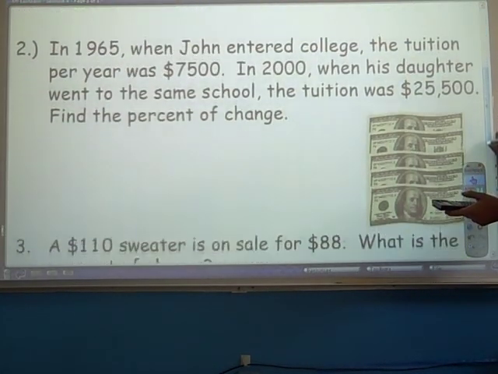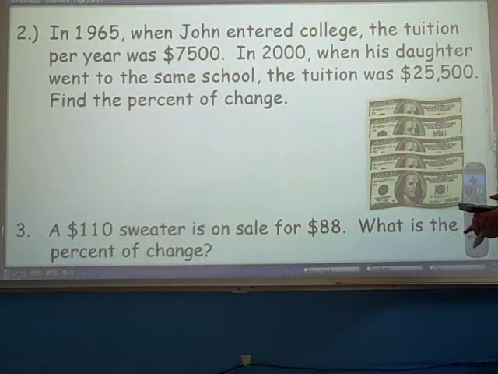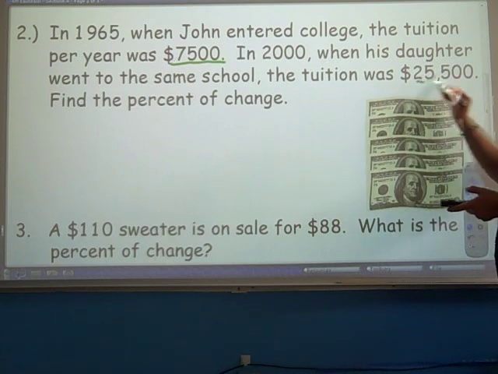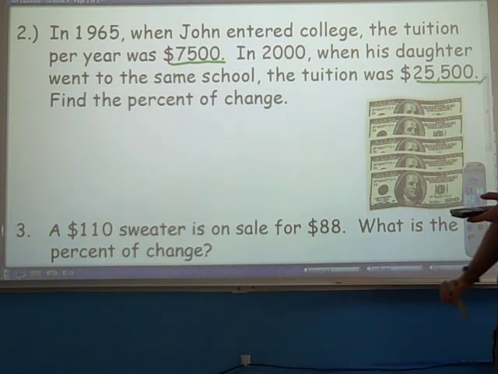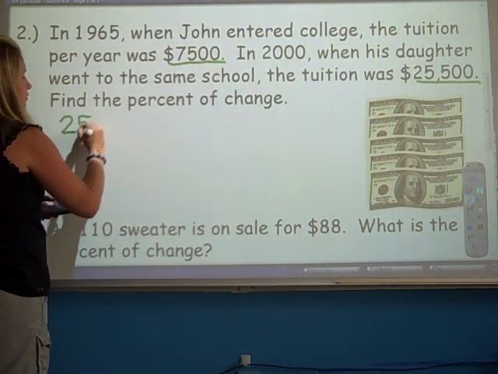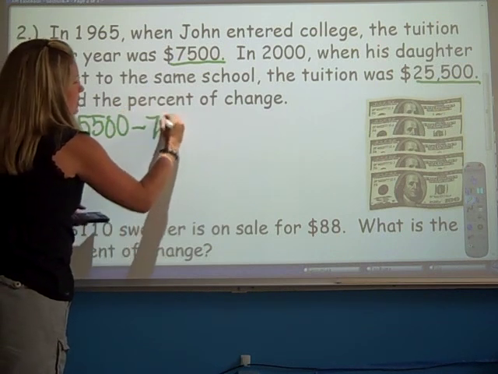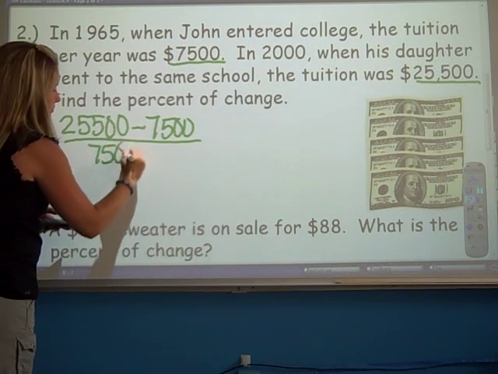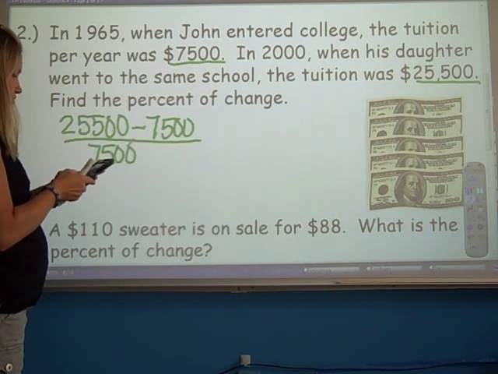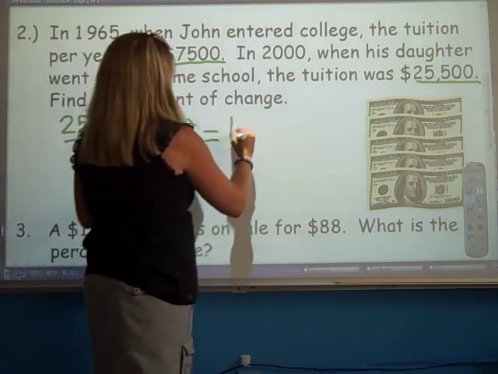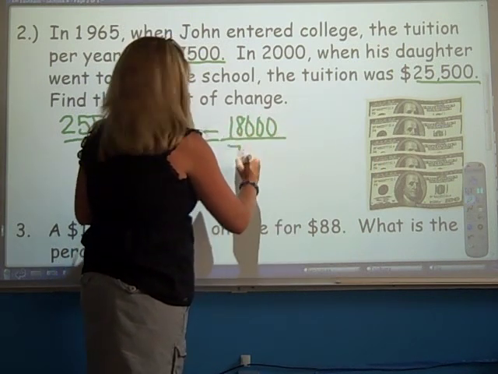Let's try another one. In 1965, when John entered college, the tuition per year was $7,500. In 2000, when his daughter went to the same school, the tuition was $25,500. Find the percent of change. Okay, so it went up. That's an increase. So we do $25,500 minus $7,500 over the original, what it started out at, $7,500. 25,500 minus 7,500 is 18,000 over 7,500.